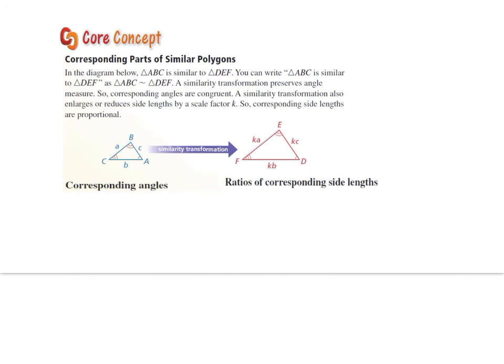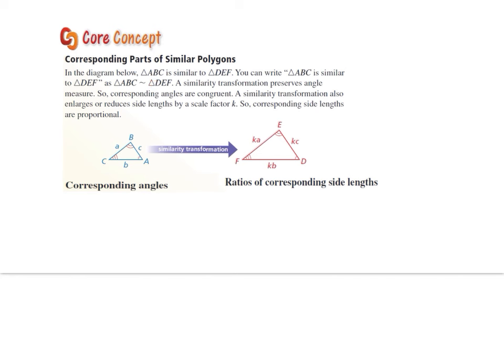All right, next we want to talk about corresponding parts of similar polygons. We've talked about corresponding parts of congruent polygons in a previous unit, so it works the same way. Let's look at the two diagrams below. In the diagram below, triangle ABC is similar to triangle DEF. You can write that as triangle ABC, and then this symbol here, which looks like a single squiggly line and represents similarity, triangle DEF.